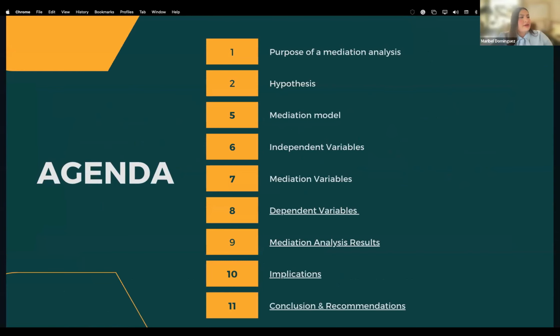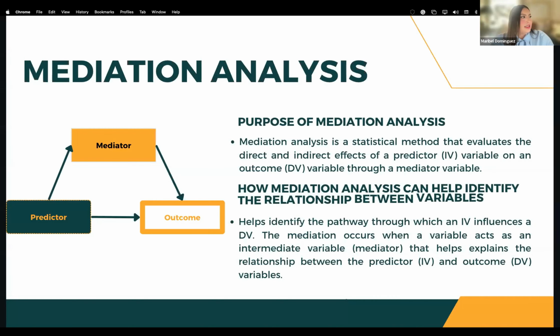The contents of my presentation are going to include the purpose of the mediation analysis, the hypotheses for this project, the mediation model, a description of the independent variables, the mediation variables, then the dependent variables, and then I'm going to present the results that I have so far, the implications, the conclusions, and recommendations. This presentation won't be very long, but let me begin with the main content.